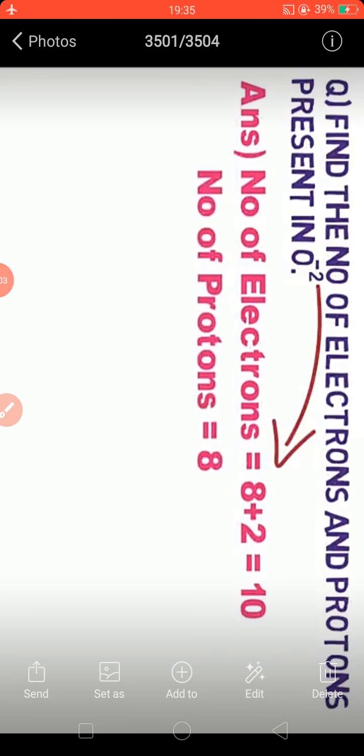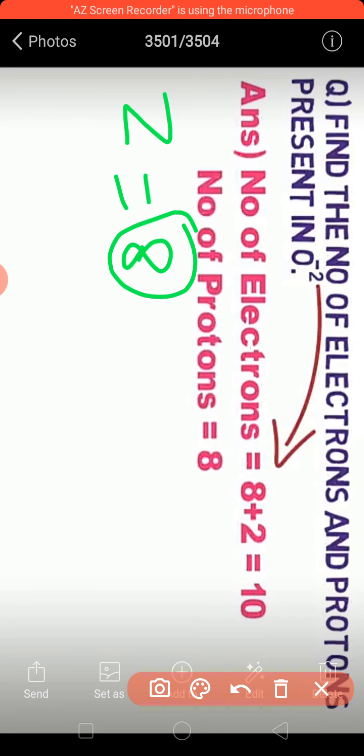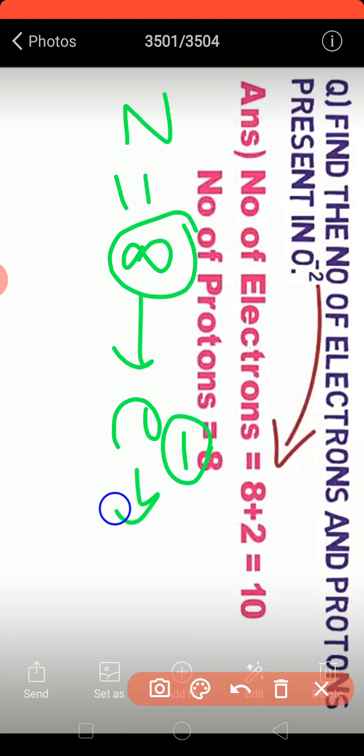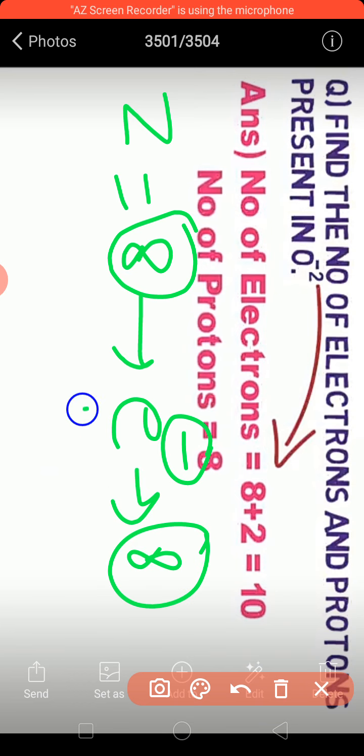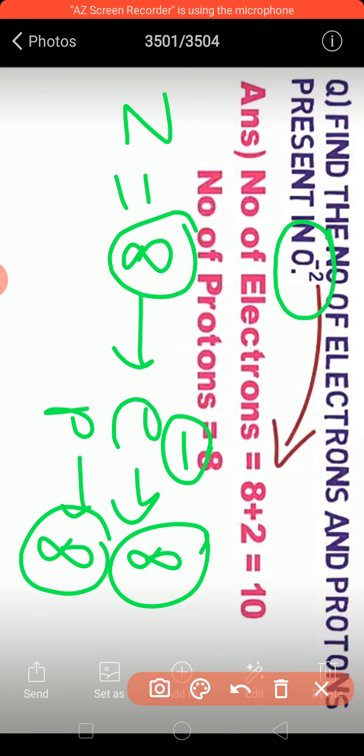So students, I have given you an example: find the number of electrons and protons present in O2 negative. So O2 negative is given. We know that the atomic number of oxygen is 8. So if the atomic number is 8, it means the number of electrons is 8 and the number of protons is also 8. But now they have given a 2 negative charge on the oxygen atom.